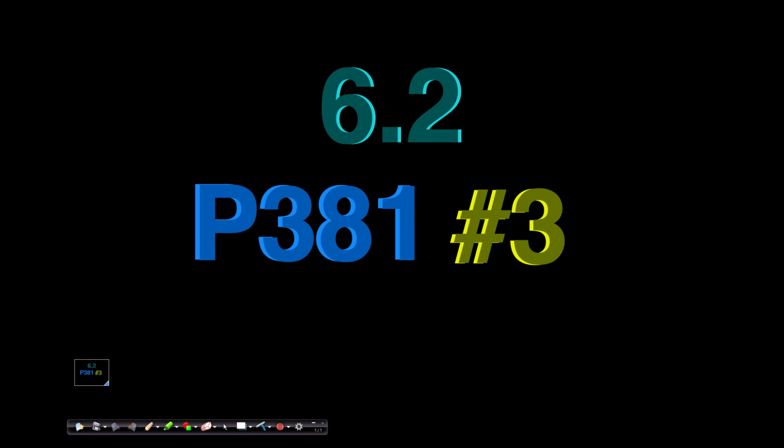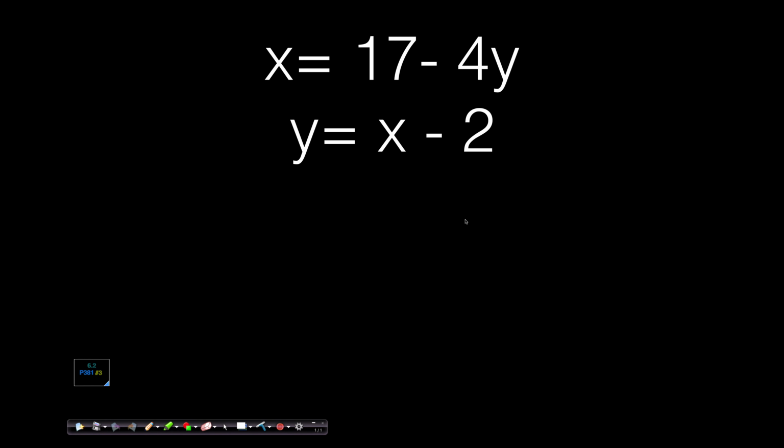In this video we're discussing 6.2, page 381, problem number 3. 6.2 involves solving linear systems by substitution. So when you're solving by substitution, one of the first steps that you want to do is solve one of the equations for one of its variables. When possible, if you can get one of the variables to have a coefficient of 1, that works best.